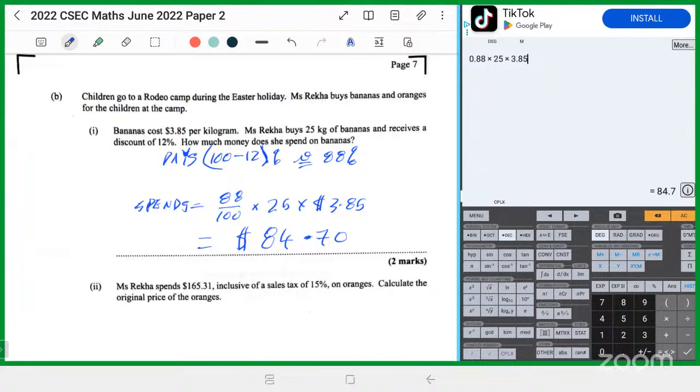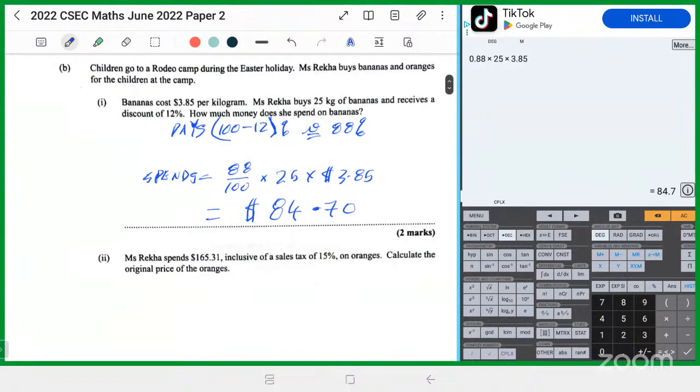Mute the mic. Miss Brekba spends $165.30 inclusive of a 15% tax on oranges. Calculate the original price of the oranges. All right. So if she pays 15% tax, it means that she's paying 115% of the cost price. So this figure is actually 115% of the cost price, because this 15% is 15% more than the cost price. All right, the original price.